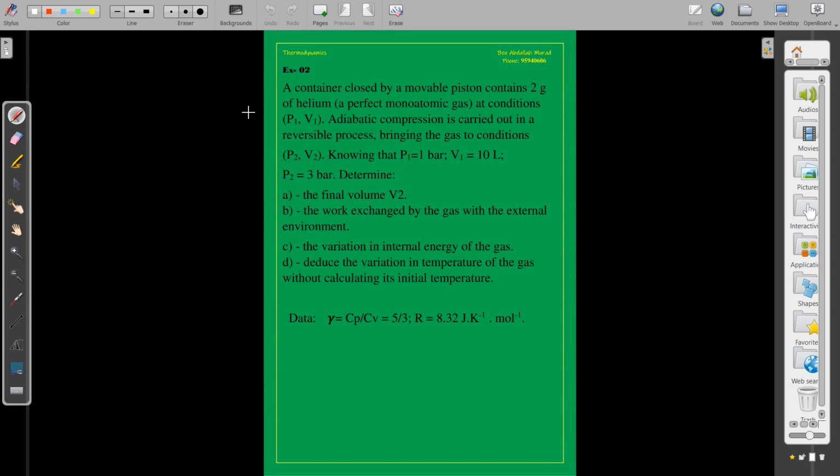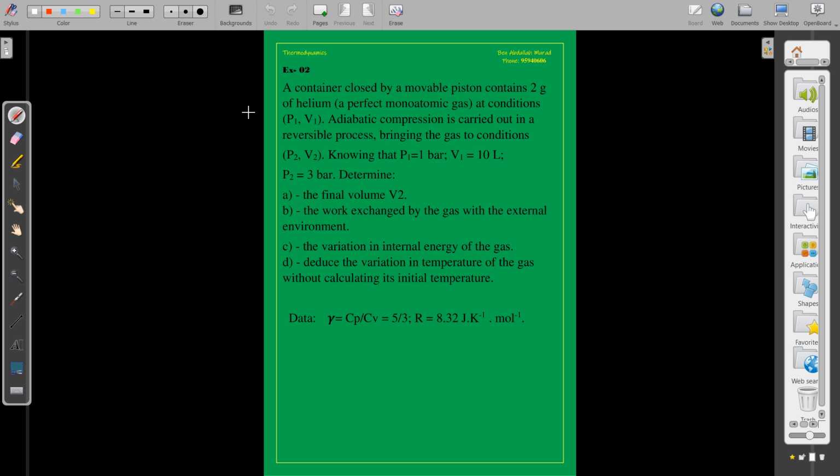Another exercise, like the first one, for part of thermodynamics, when we want to find the internal energy, the work, the heat, the change of state. Statement of exercise 2.